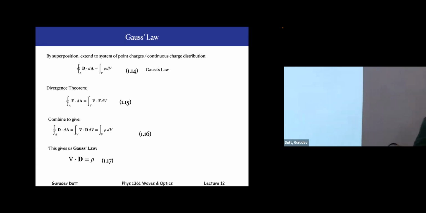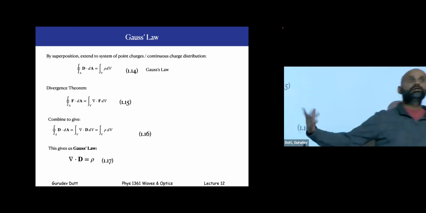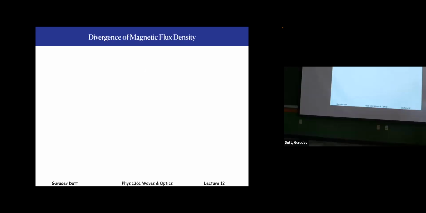Okay, this you may have seen in another way as del dot E equals rho divided by epsilon naught. So in a vacuum, D is simply epsilon naught times E, and you might have seen this written as del dot E equals rho divided by epsilon naught. Okay, so that's the electric flux density equation, del dot D equals rho. That's the first equation in Maxwell's equations. The magnetic flux density, the same expression.